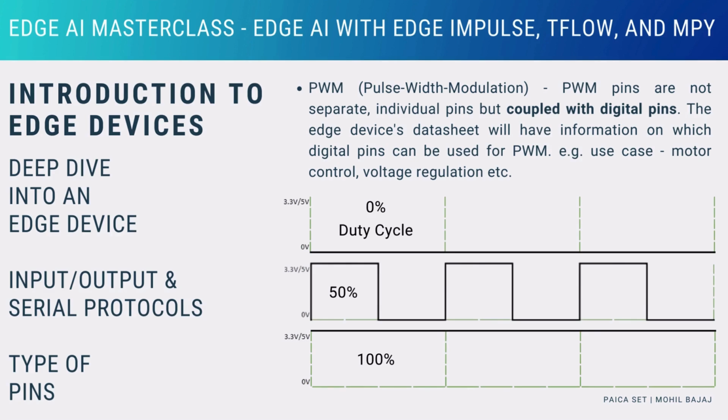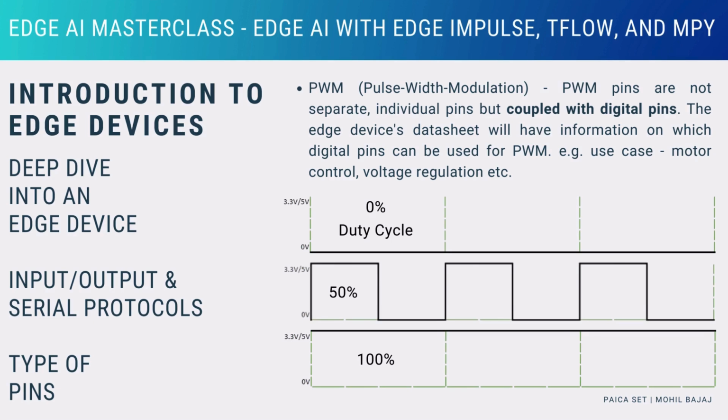PWM is a technique which is used to control the amount of power delivered to an electronic device by breaking up the power signal into distinct parts. Instead of delivering a steady output, PWM rapidly switches the power between fully on and fully off, effectively creating an output analog signal. In the diagram on this slide, we show this for three cases.